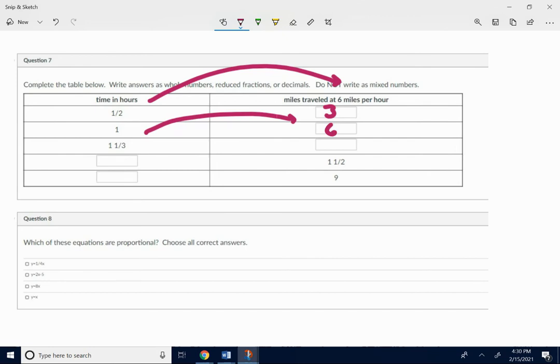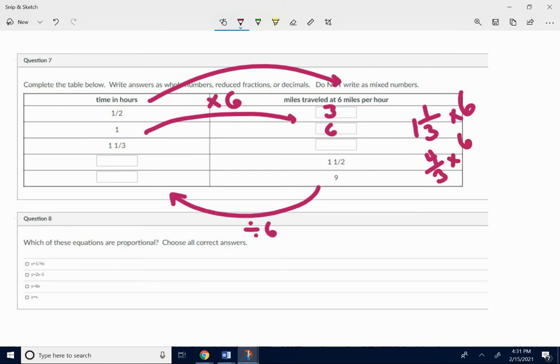Okay, but what I wanted you to see before you keep going with this is to get from the left side to the right side, you're basically just multiplying by 6. And to get from the right side to the left side, you're dividing by 6. Okay, you'd have to be just doing the opposite. So if I'm looking at row 3, all I'm going to do is take 1 1/3 times 6. Okay, I'm going to change 1 1/3 to a fraction. Let's see, that's 4/3 times 6 over 1.